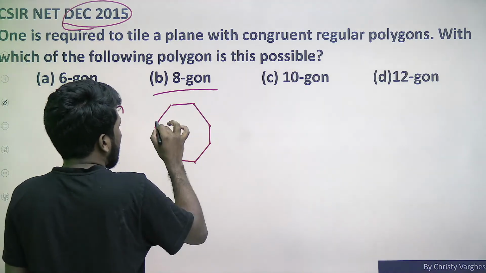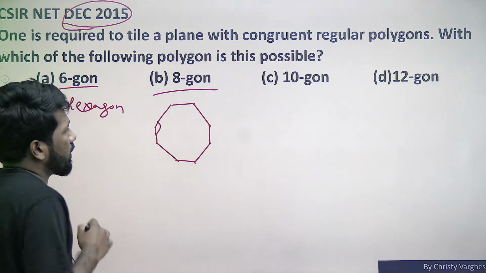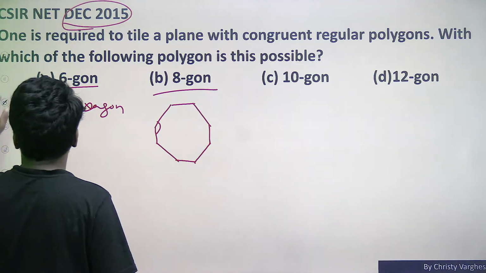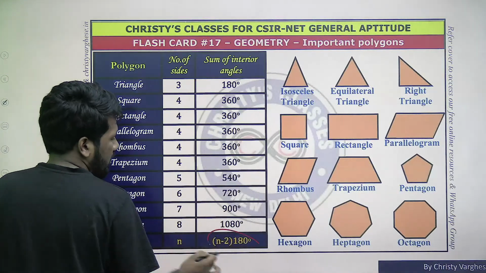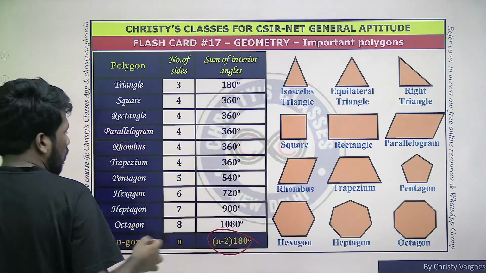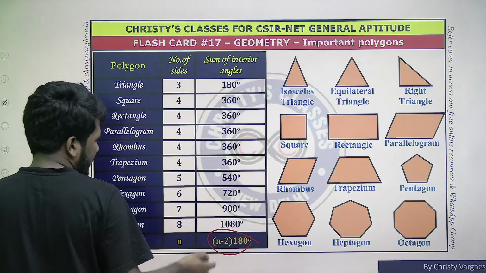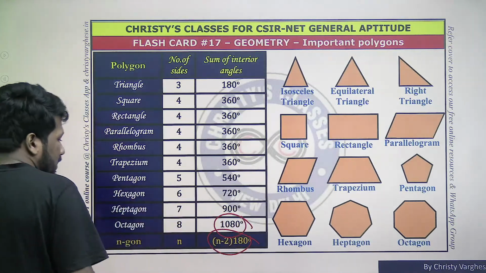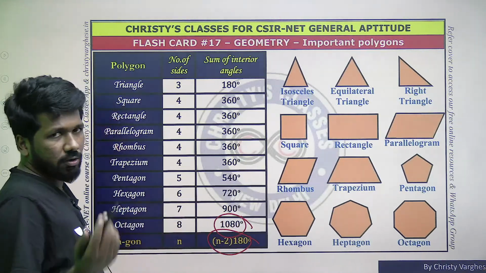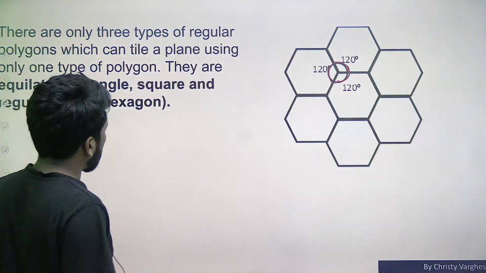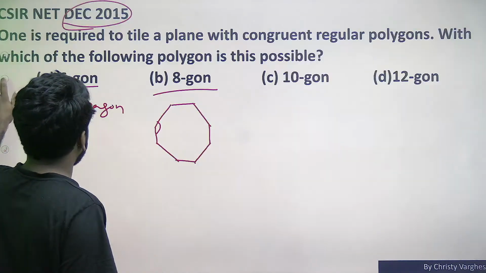Something like this. What is each of the angles? Can you find it? This formula we discussed in the last class, n minus 2 into 180 degree. When you use that, you will get 1080 as the sum of interior angles. There are 8 angles, so 1080 by 8.